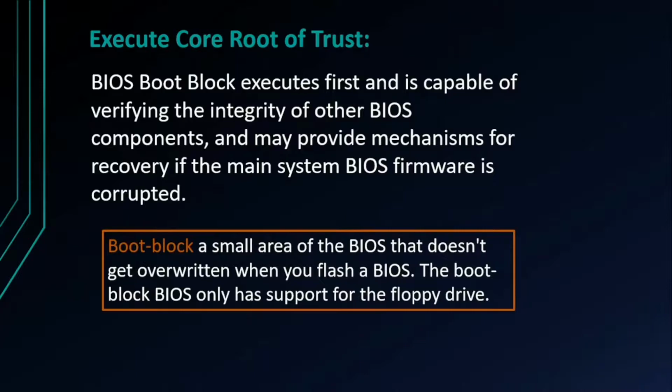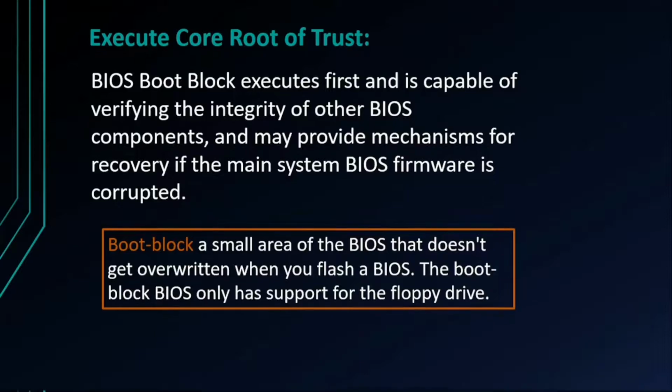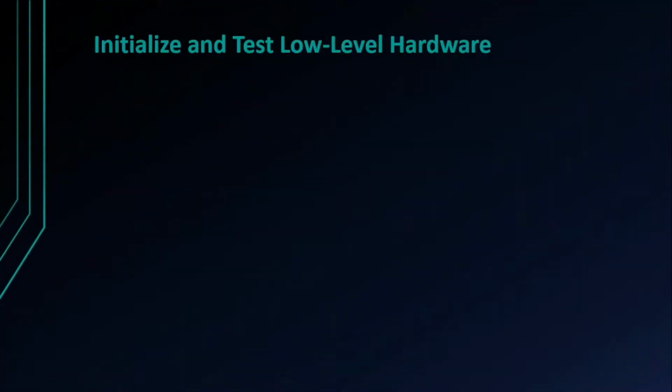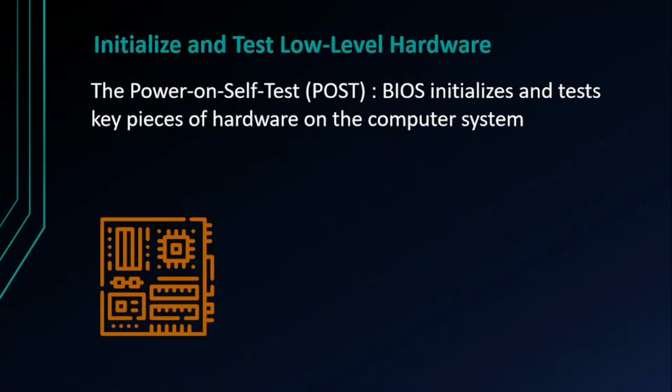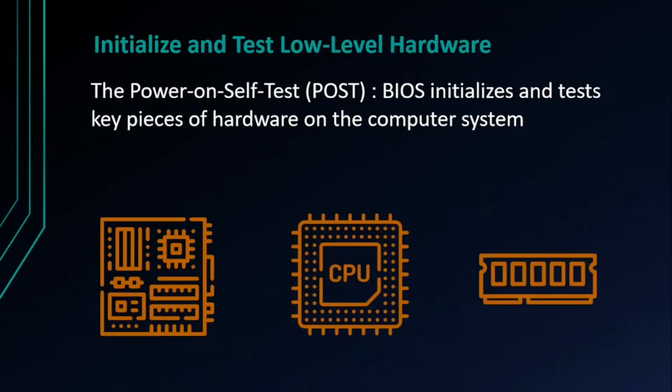The boot block executes the part of the more conventional BIOS that initializes most of the hardware components, the power-on self-test code, which leads us to the second step, initializing and testing low-level hardware. During POST, key low-level hardware on the computer system is initialized, including the chipset, CPU, and memory. The system BIOS initializes the video card, which may load and execute its own BIOS to initialize the graphics processor and memory.